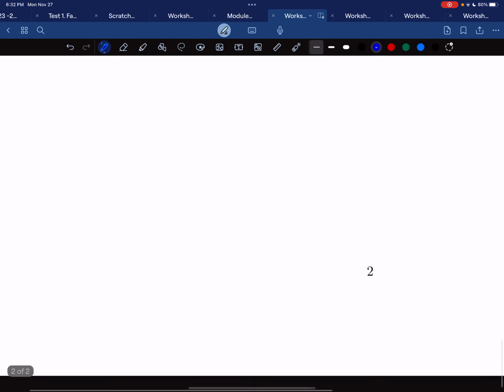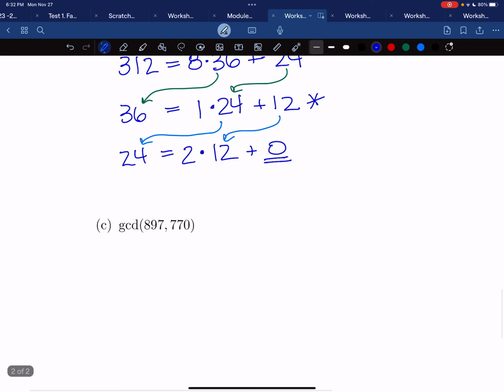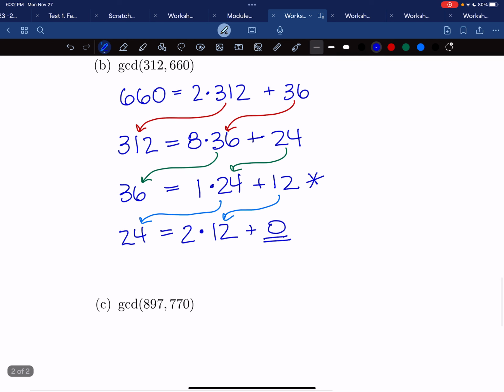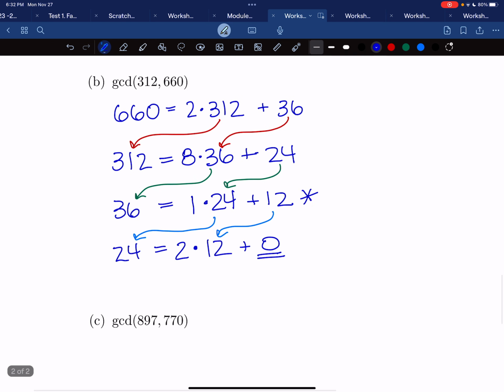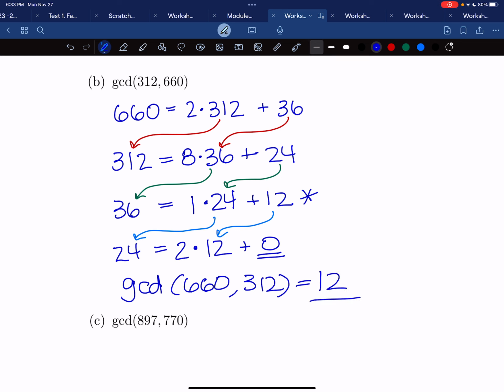So I think I'll stop with that one. It certainly leaves one last problem to do, but it sets you off on the right point. So the answer in this regard, apparently I have no pencil anymore, is that the GCD of 660 and 312, which you can flip those two, is 12. Okay, and that ends that. So on to the next one.